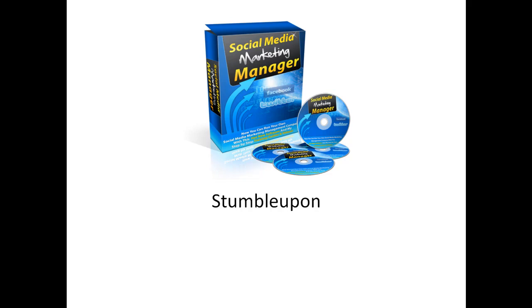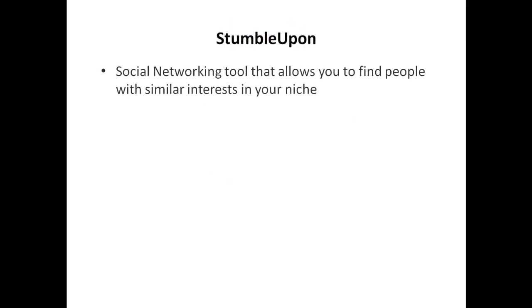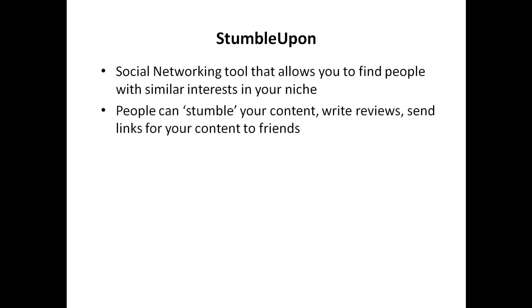Social media marketing with StumbleUpon. StumbleUpon is a social networking tool that allows you to find people with similar interests in your niche. People can then stumble your content. They can write reviews, send links for your content to their friends.